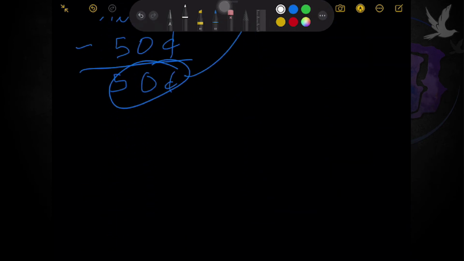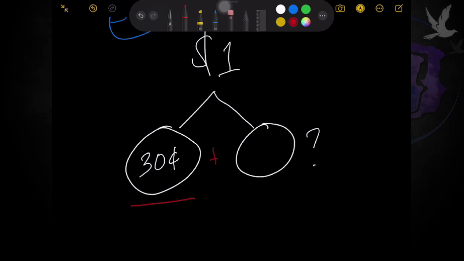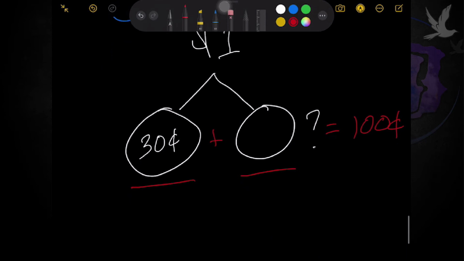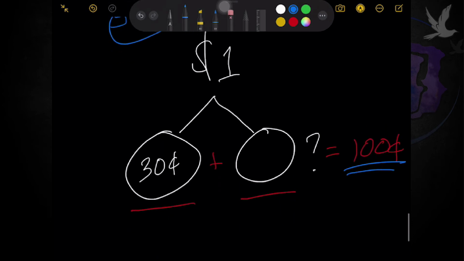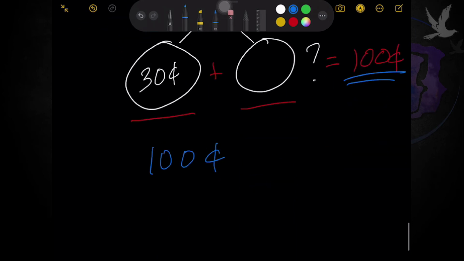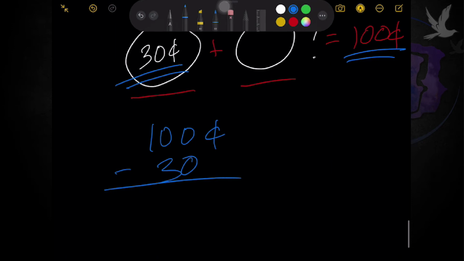Okay, another example. Again, we have $1 and we are going to break it down into two parts. If one part is equivalent to 30 cents, what should be the value of the other one? Then again, the logic here, you should know that if you add both, they should add up to 100 cents. And like what I've said earlier, some of you will be able to get the answer immediately, while some of you will be puzzled on what to do. Again, the procedure is, since the total is 100 cents, we can now take 100 cents and take the partial given value, which is 30. And all you have to do is just subtract them.